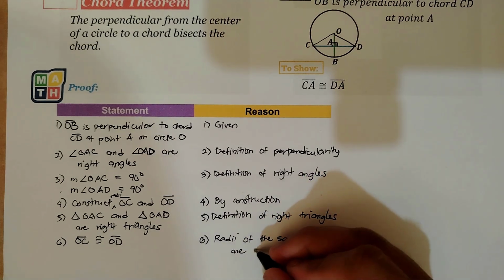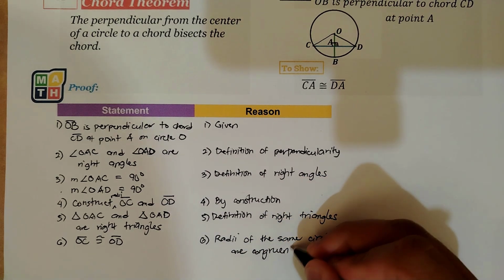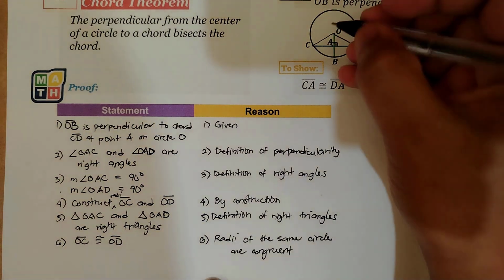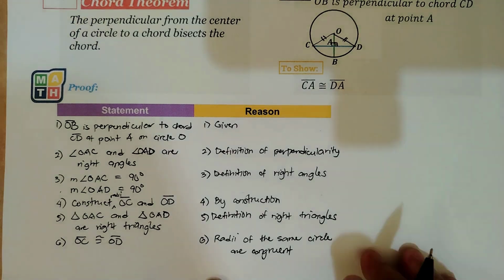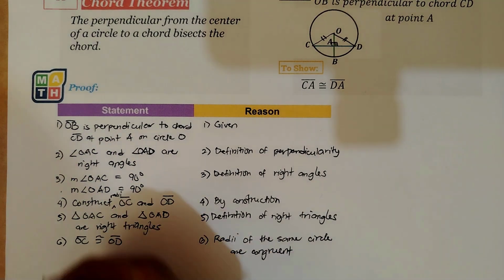are congruent. Okay. So we have established this. Let me take note of this. That one is congruent to this. Okay. Now, what is next here?